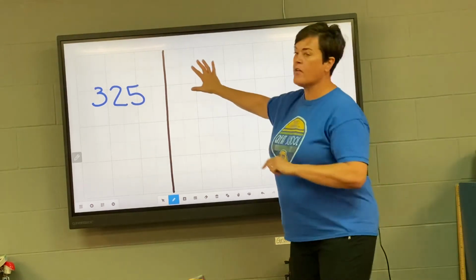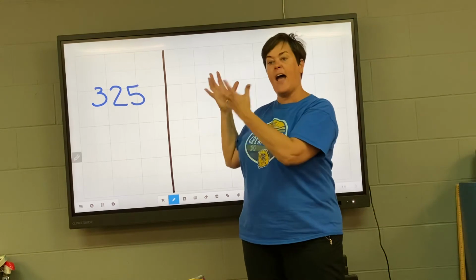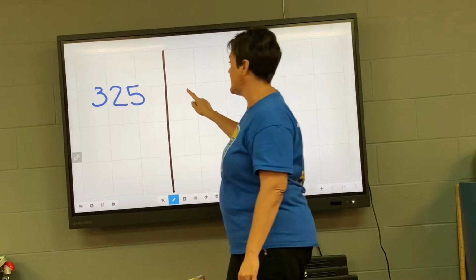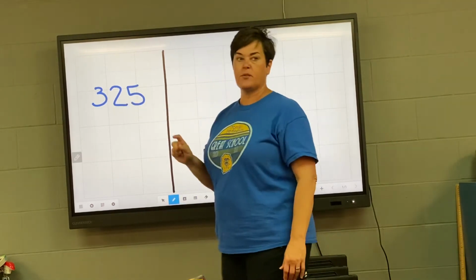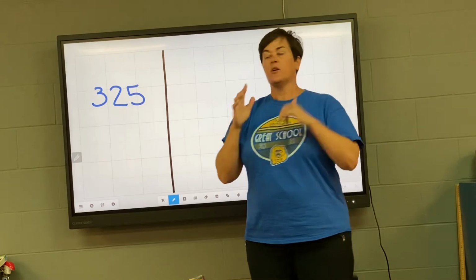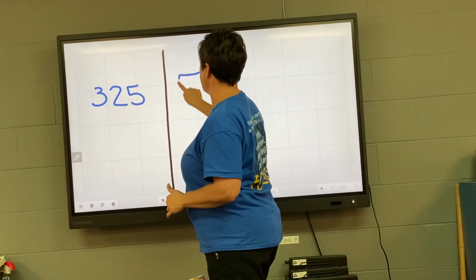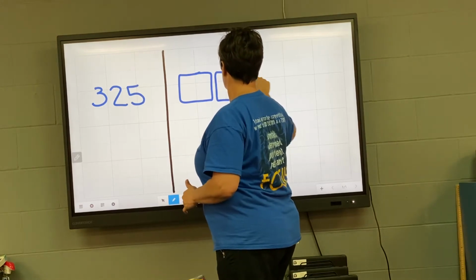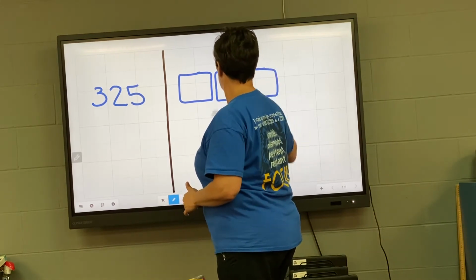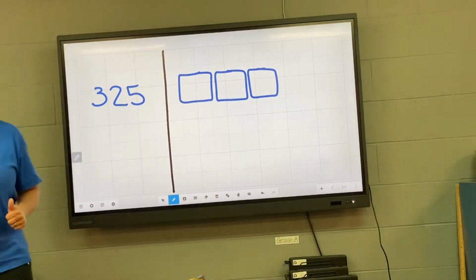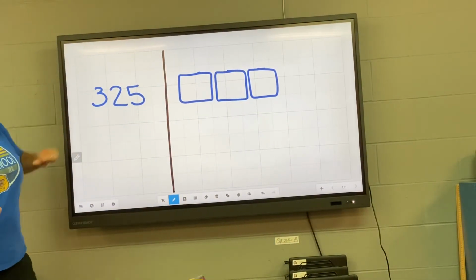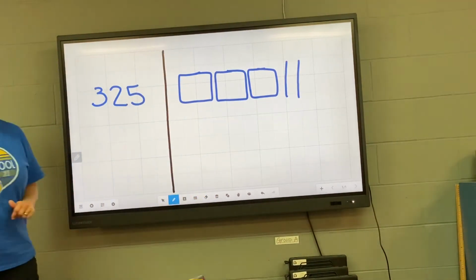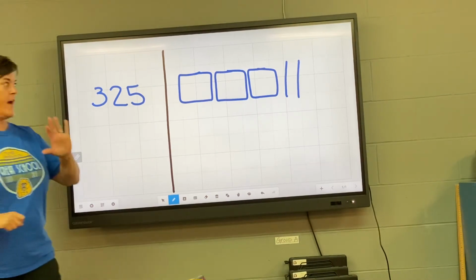Okay, so now over here, let's draw out using the base 10 blocks. Let's draw 325. So how many hundreds will we draw? Remember, those are the big squares. We're gonna draw 3 of those. So 1, 2, 3. How many tens? 2. I'm just gonna do the long skinny lines. And how many ones? 5.